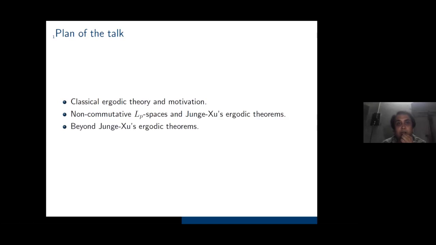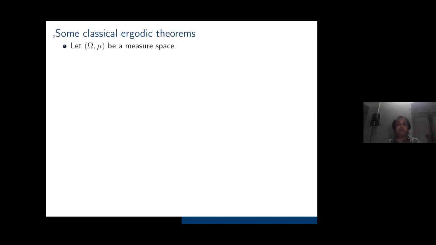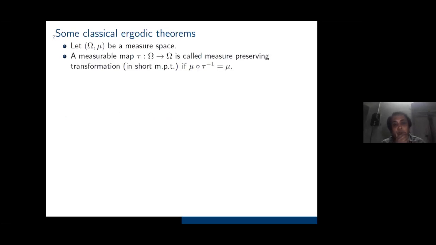So first I'll start with some classical ergodic theorems. Suppose we have a measure space omega with some measure mu on omega, and suppose we have a measurable map tau from omega to omega which preserves the measure. That means the push forward measure induced by tau is nothing but the original measure itself. Then you call this tau a measure preserving transformation.